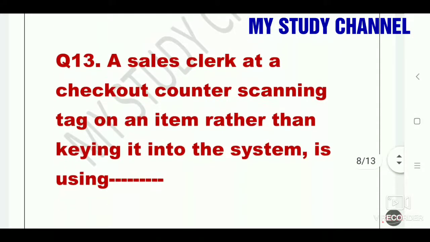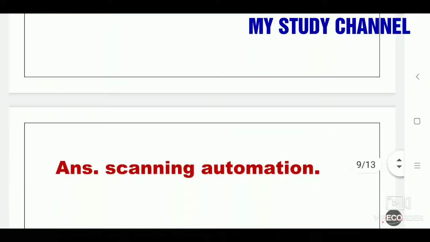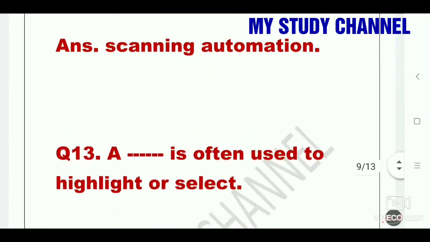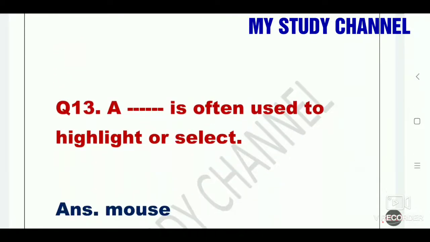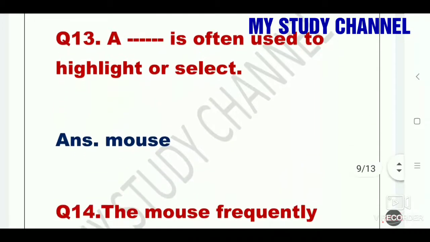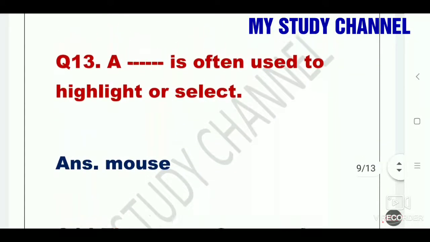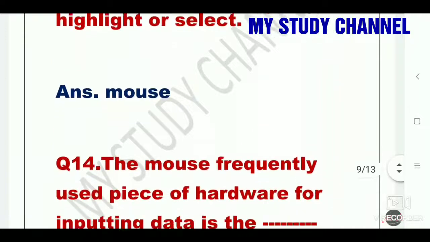Question number 13 is a sales clerk at a checkout counter scanning a tag on an item rather than keying it into the system is using what? He is using scanning automation. Important question. Question number 14 is a dash is often used to highlight or select. So the answer is mouse. The mouse is often used to highlight or select.